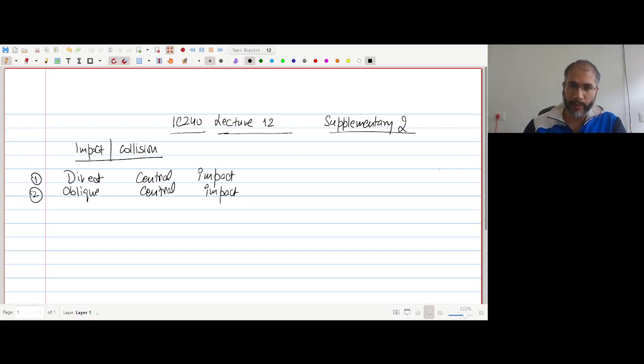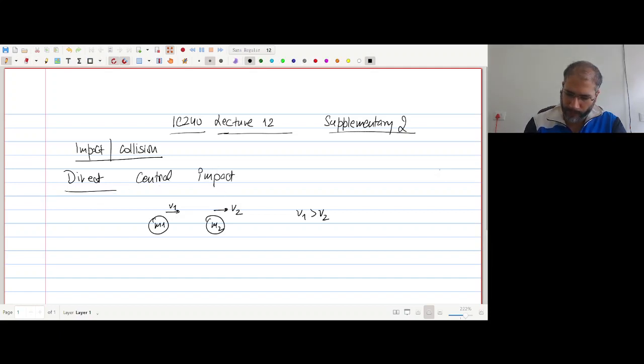So when the impact happens, we'll have typically a scenario where we have a mass m1 that is moving with a velocity v1 towards m2, which is moving with a velocity v2. Okay, and v1 has to be greater than v2 if the impact will happen. So we're talking about the first scenario here, that is direct central impact. Okay, so this is before impact.